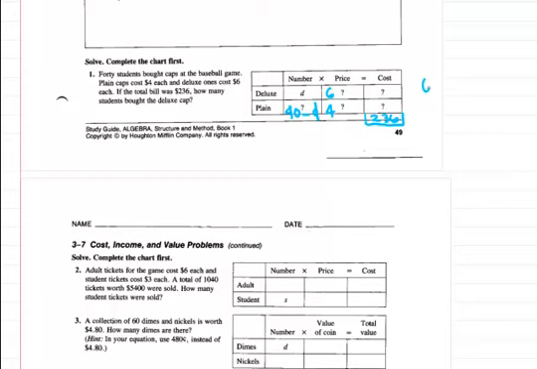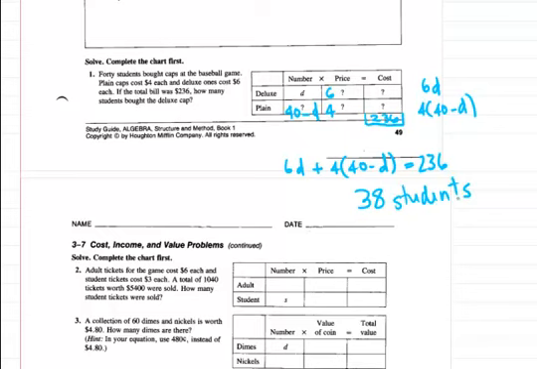So multiply across the top row, you get 6D. Multiply across the next row, you get 4 times (40 minus D). To write your equation, you just add those things together and set them equal to 236. So, sorry it's down here, but 6D plus 4 times (40 minus D) equals 236. Okay, pause here, do the math, and come up with your answer for D. All right, in solving it, you should have gotten that 38 students bought the deluxe caps.